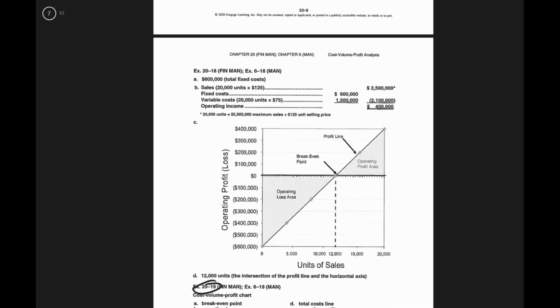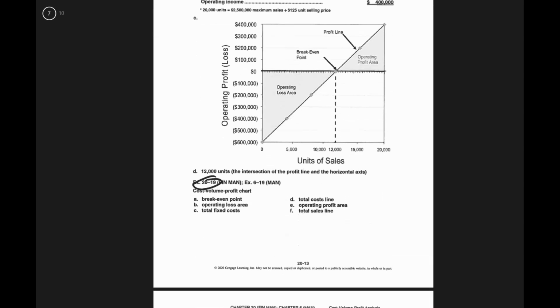Next one is number 19. It says name the following chart and identify the items represented in letters A through F. So letter A right there is the break-even point. Letter B, the orange shaded area, is the area below the break-even point where we will lose, as compared to letter E, the green shaded, that's where we will have profit.